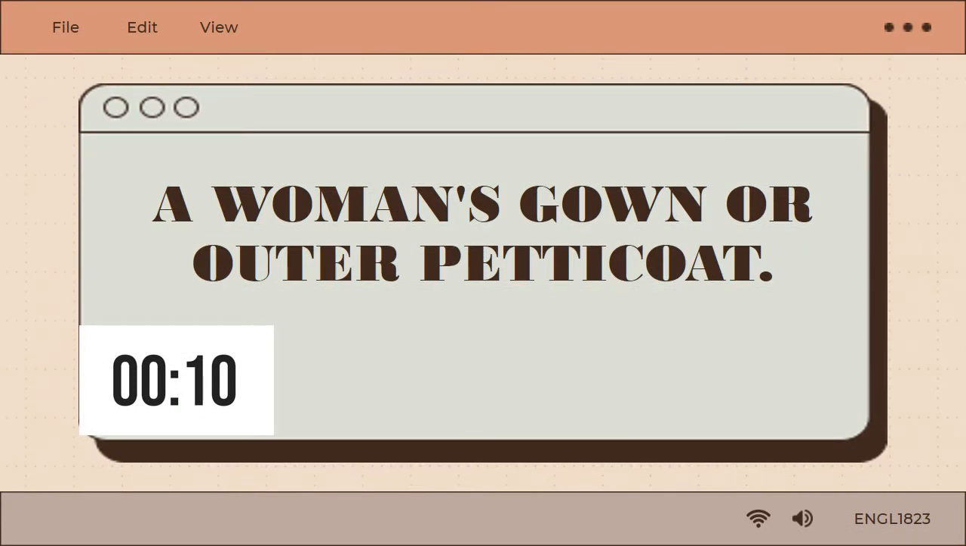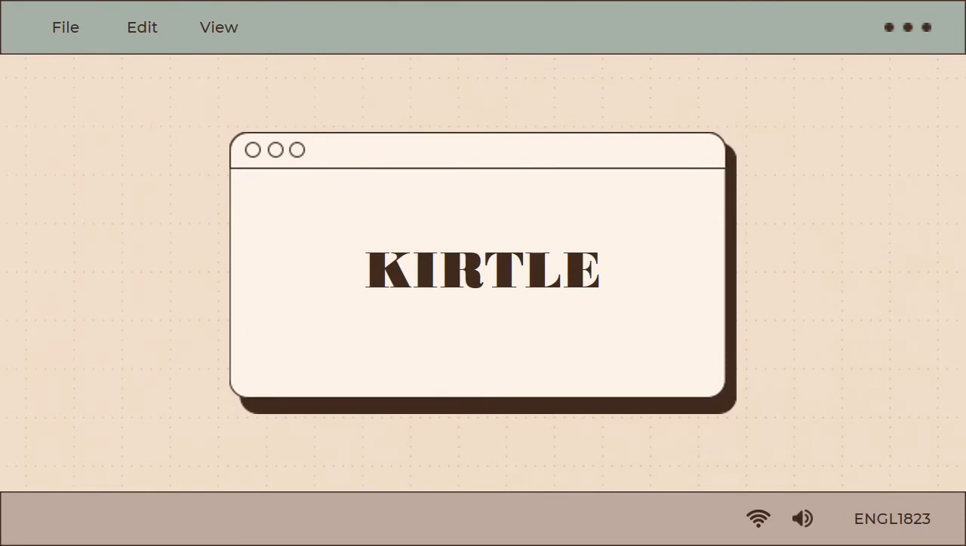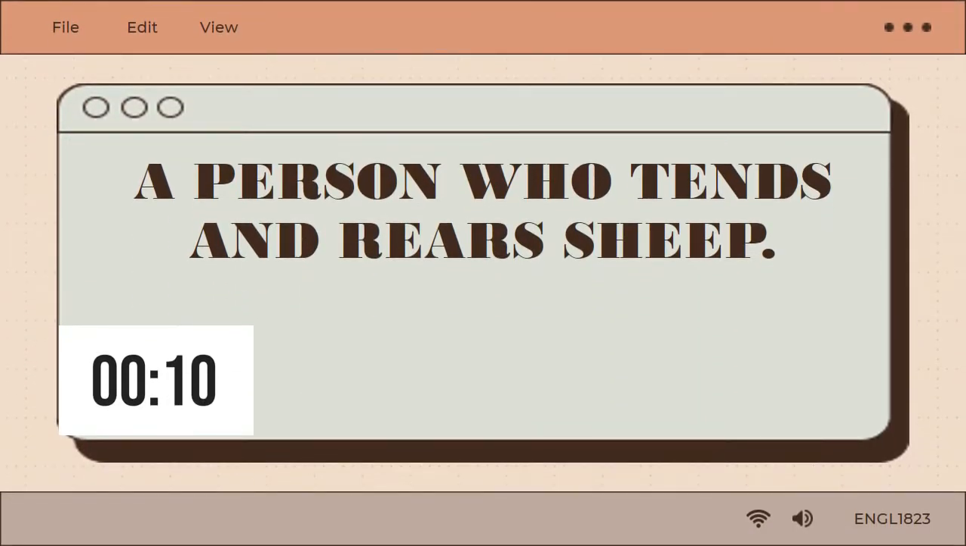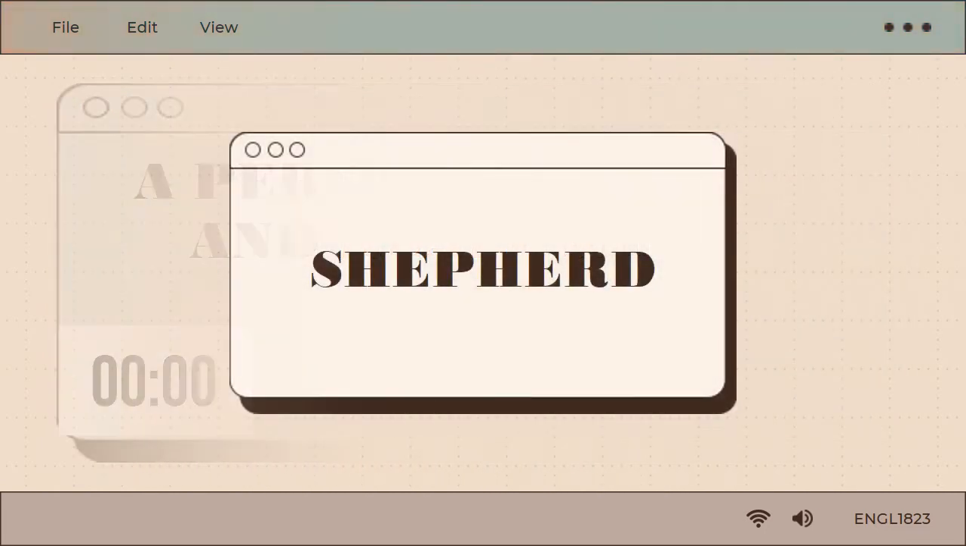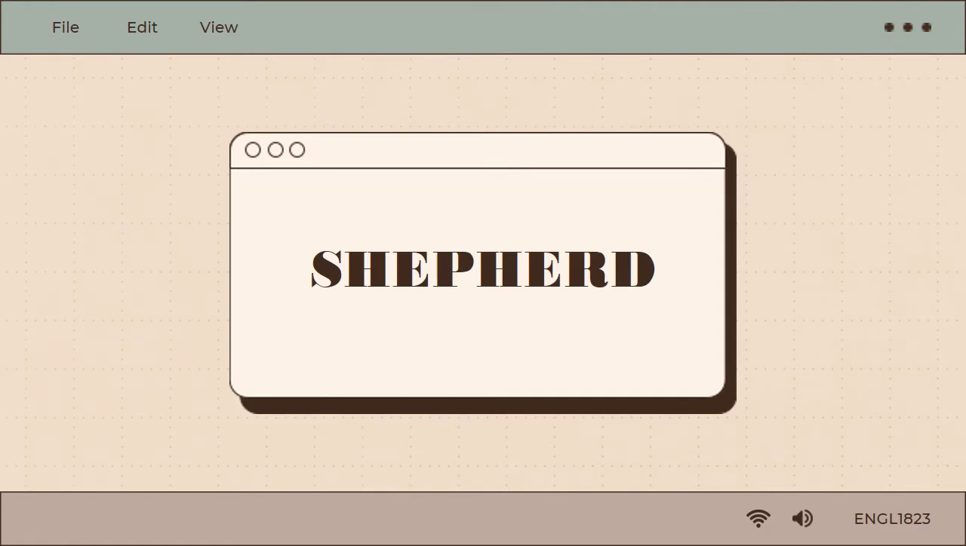Number 3, a woman's gown or outer petticoat. Your 10 seconds starts now. Time's up. The correct answer is kirtle. Number 4, a person who tends and rears sheep. Your 10 seconds starts now. Time's up. The correct answer is shepherd.